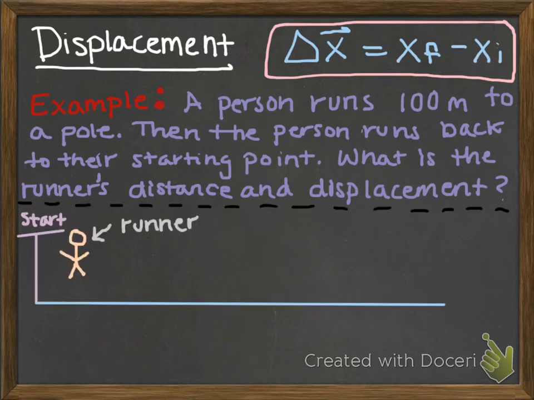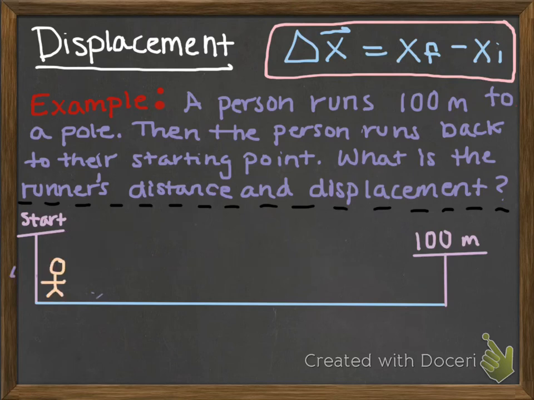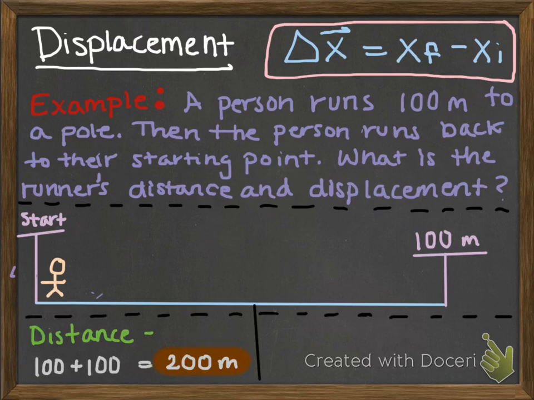Here's the runner at the start, and here's the 100-meter pole. Then they run to the pole and back to their starting point. So the person ran 100 meters one way and then 100 meters back. Therefore, their total distance is 200 meters. But for displacement, the runner began and ended at the same spot, so their displacement is 0.